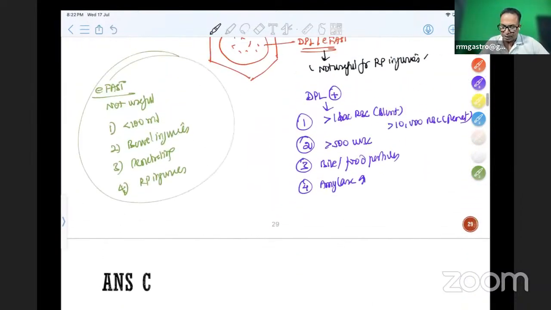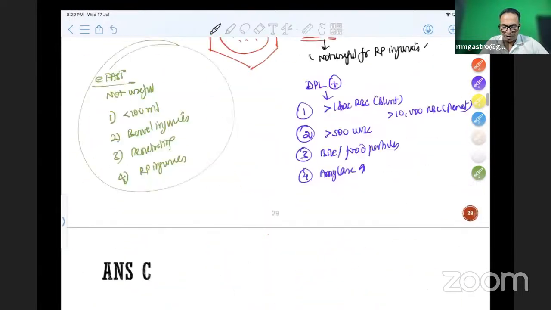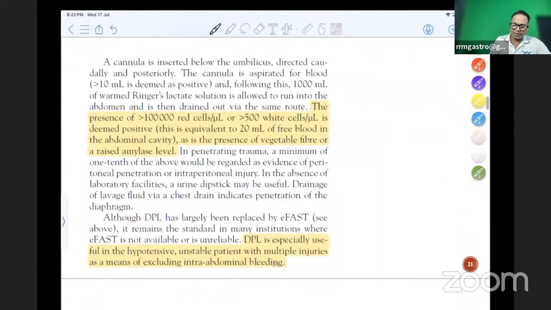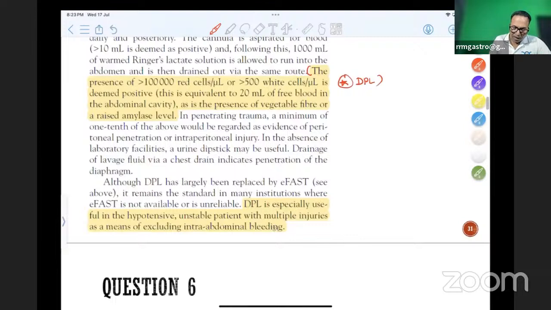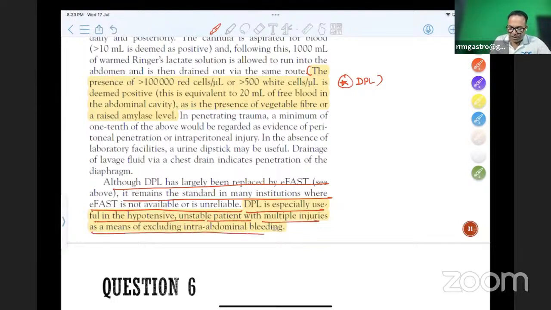Okay. So this is a classical concept on diagnostic peritoneal lavage and FAST. Please remember about it. This is a line from Bailey and Love. The presence of 1 lakh RBC or 500 WBC is deemed to be positive in a case of diagnostic peritoneal lavage. Although DPL has largely been replaced by FAST, it remains the standard in many institutions where FAST is not available or unreliable. DPL is especially useful in hypotensive, unstable patients with multiple injuries as a means of excluding intra-abdominal bleeding.